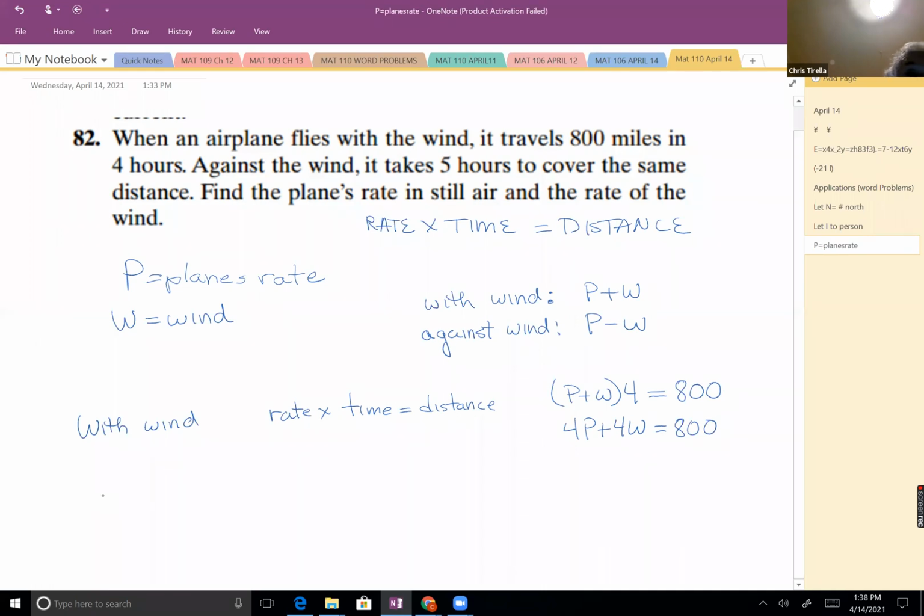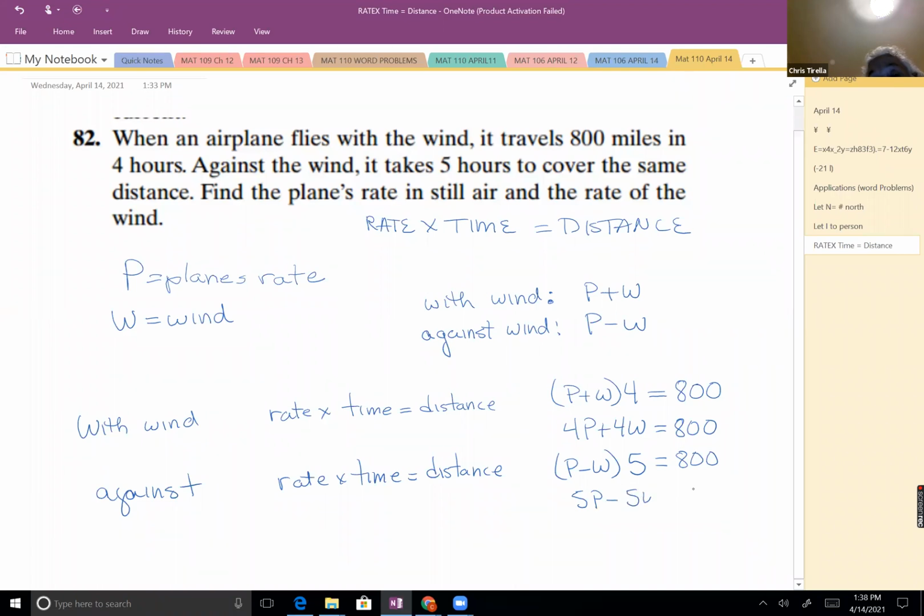If I'm going against the wind, when I look at that rate times time equals distance, the rate is P minus W. The time is 5 hours. And we're told the distance is the same, so that will still equal 800. And I get 5P minus 5W equals 800.